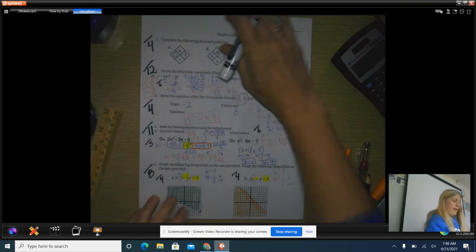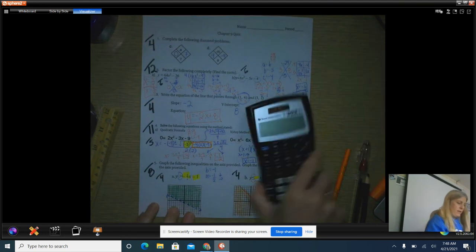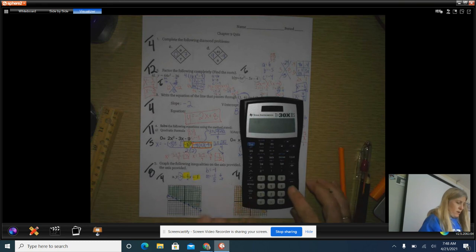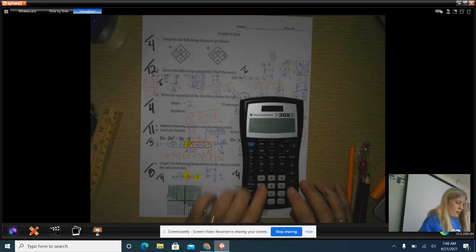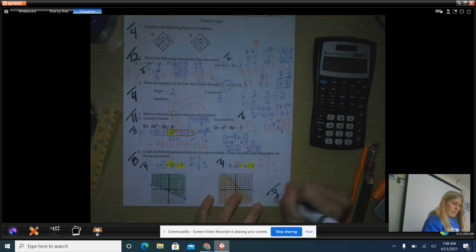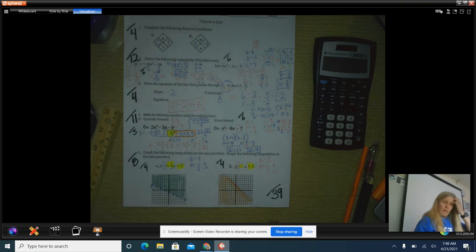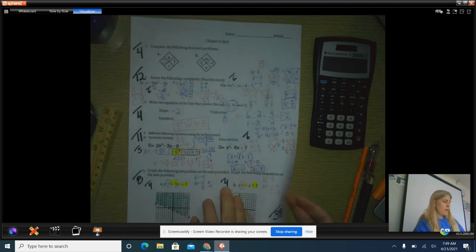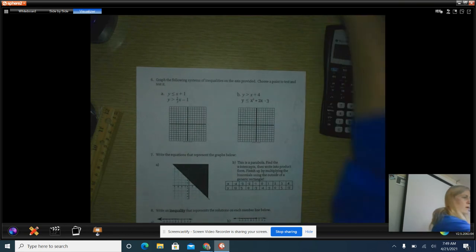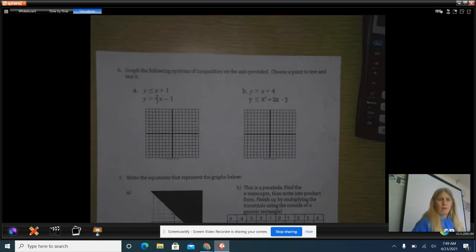Okay, this is the first half of our quiz. Let's see how many we have all together for that first page. We have 4 plus 12 plus 4 plus 11 plus 8. So our first page is going to be out of 39 points. So go ahead and tally up how many you got on the front half of our quiz. Okay, so 39 possible points on the front. Okay, now we're going to go ahead and move on to the back.